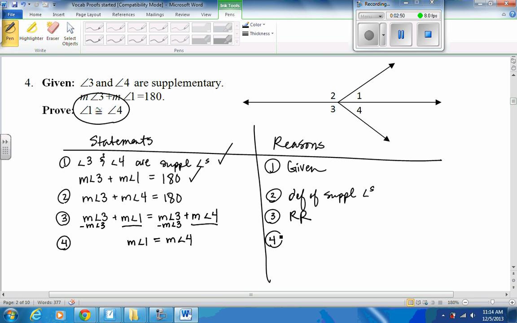Again, pause if you need to and go look for it. You're looking for a theorem that says you can add or subtract something from both sides of an equation. In fact, we don't even have to show that. All we have to do is tell the theorem that justifies that we can add or subtract. We don't have to show all our algebra anymore when we're doing a geometric proof. Additive property of equality. Add or subtract something from both sides of an equation.